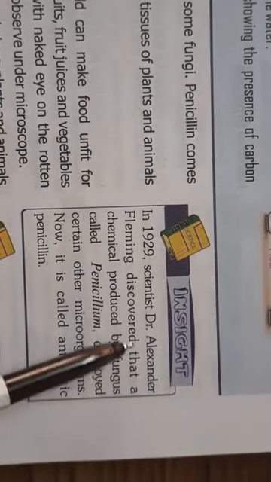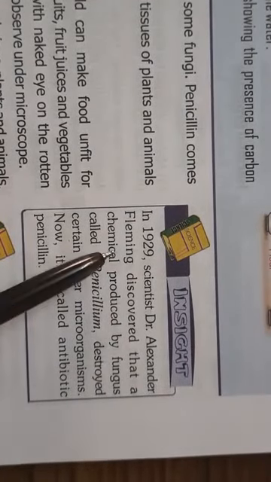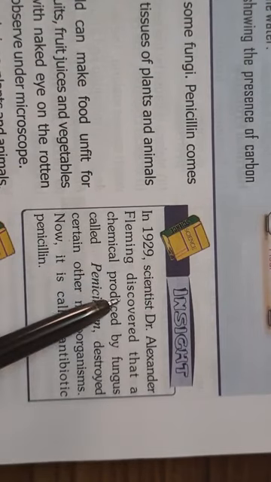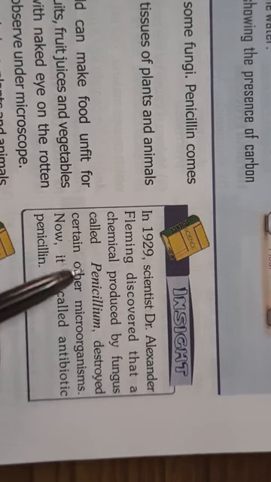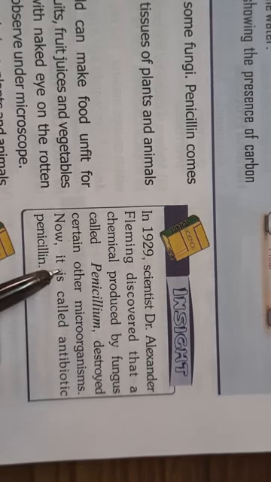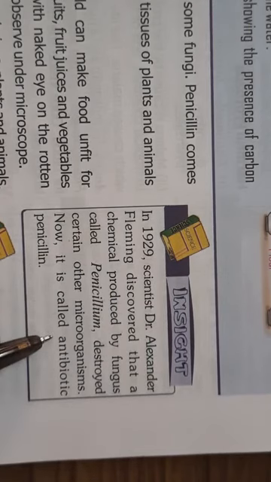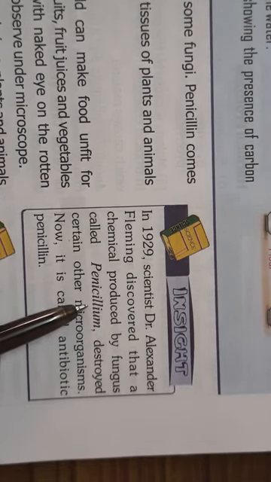Now in 1929 there was a scientist called Alexander Fleming. He was the one who discovered that a chemical produced by a fungus, that is Penicillium, destroyed other microorganisms. Penicillin is an antibiotic. It is a very common antibiotic, and it comes from the fungus Penicillium.